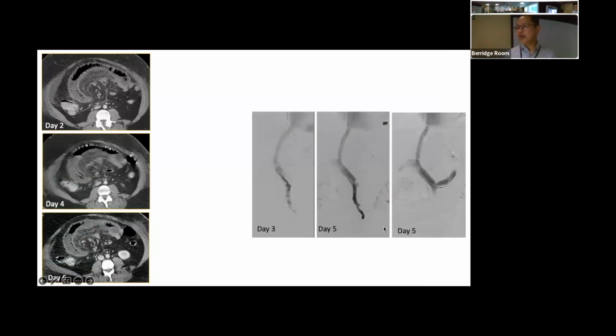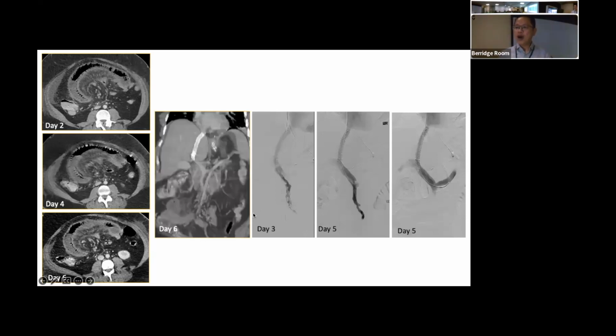So this is day 3, day 5. You can see progressive improvement of the portal vein and SMV. And here's day 6. You can see SMV is patent, portal vein and TIPS are patent. Unfortunately, the ischemia has not improved. In fact, it has got worse, with mesenteric inflammation and swelling, etc.